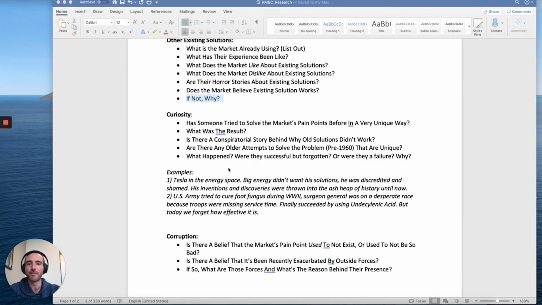Okay, so moving on, we've got 2 more sections of this to go through before we get into doing some live real-time examples. The first one here is about curiosity.